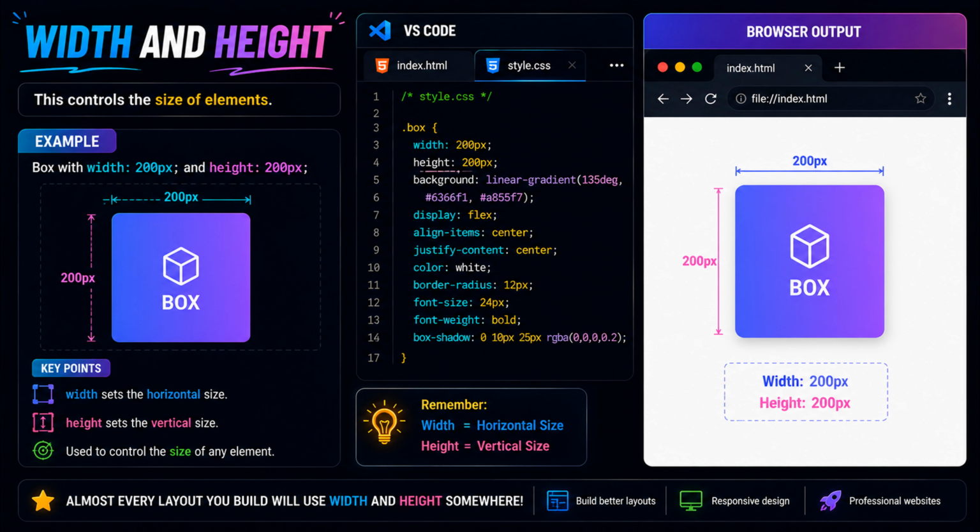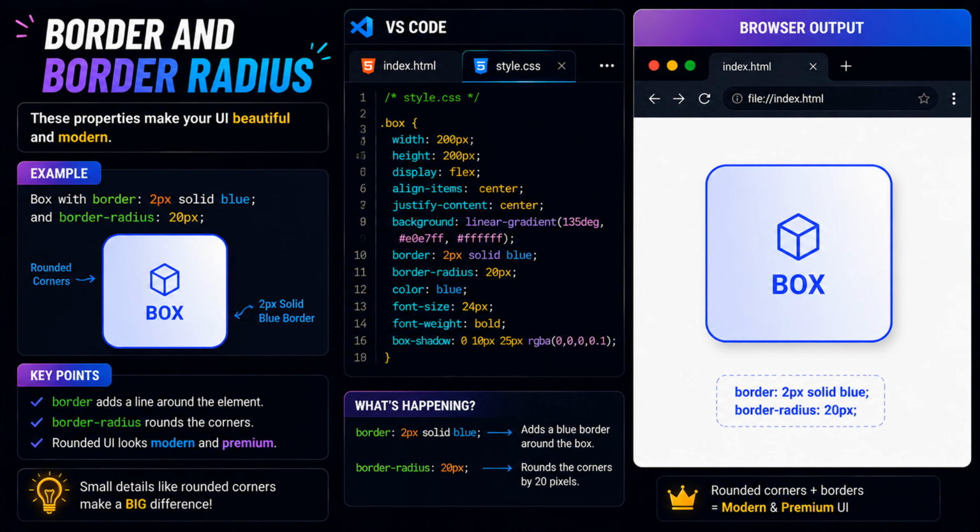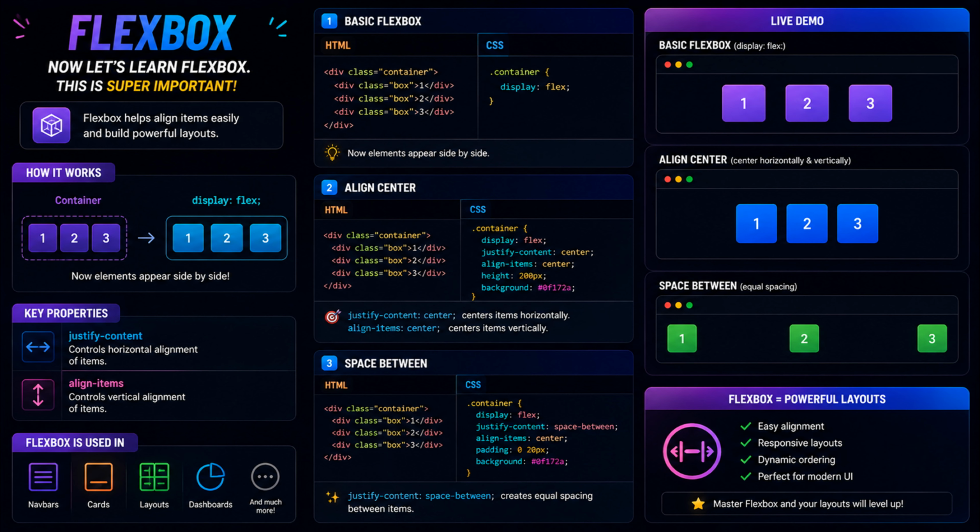Width and height. Box width 200 pixels, height 200 pixels. This controls the size of elements. Border and border radius. Box border 2 pixels solid blue. Border radius 20 pixels. Border radius creates rounded corners. Rounded UI looks modern and premium.